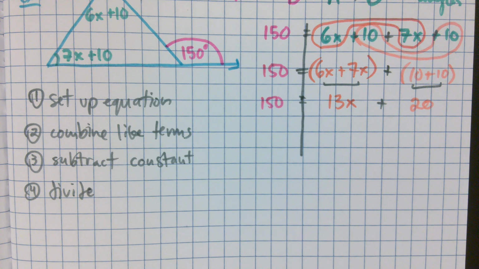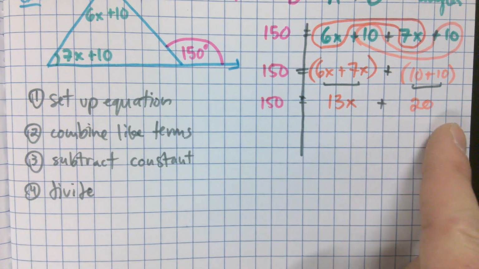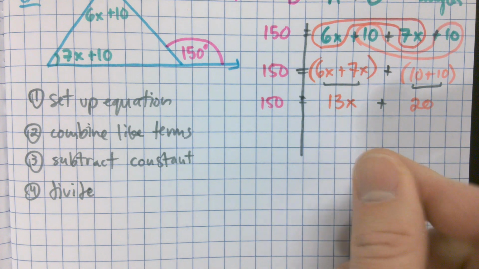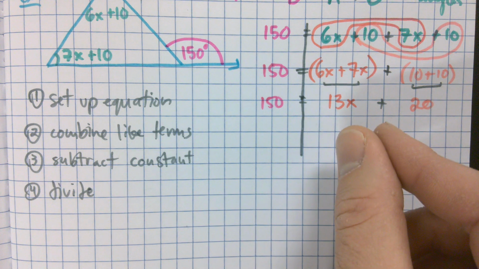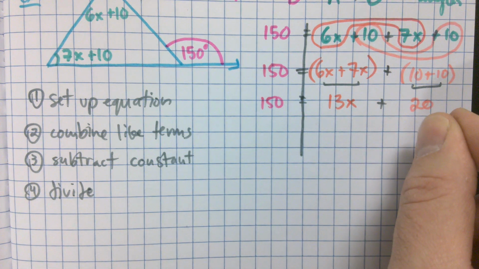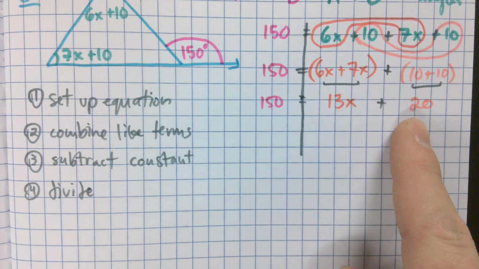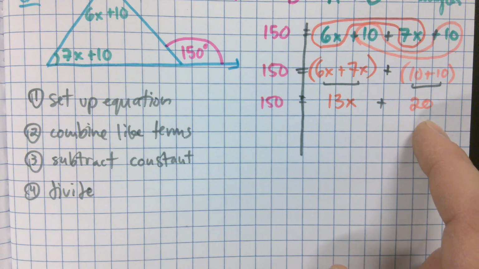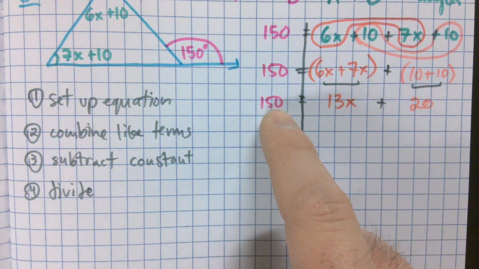Well, can we combine 13x and 20? No, why not? Because they're unlike terms. This has an x and this doesn't. We cannot add those together. 6x and 7x both had an x. We added those together. 10 and 10 both didn't have an x. We added those together. But now, all I can combine this number 20 with is this number 150.